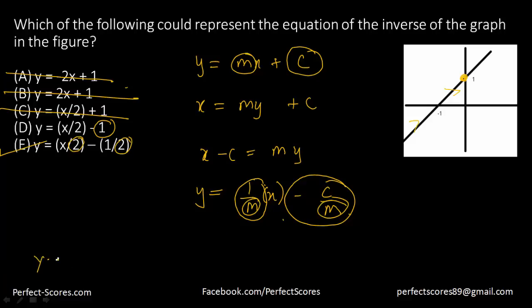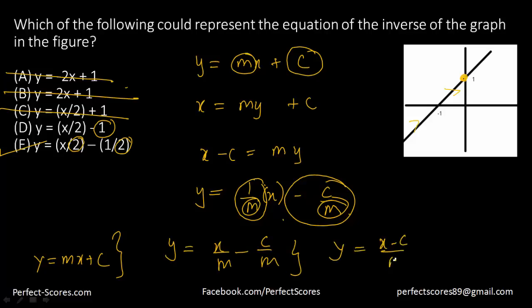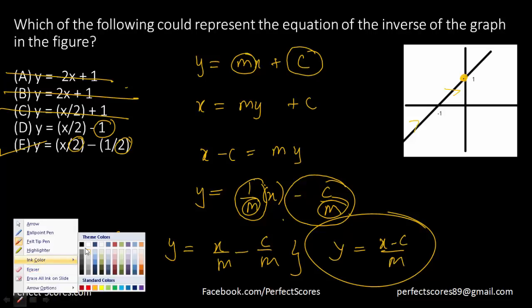So if I have an equation y is equal to mx plus c, then the equation of the inverse would be y is equal to x over m minus c over m. Or you can clearly see y is equal to (x minus c) over m. That is going to be the equation of the inverse.